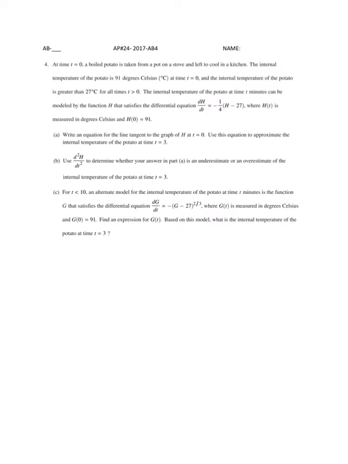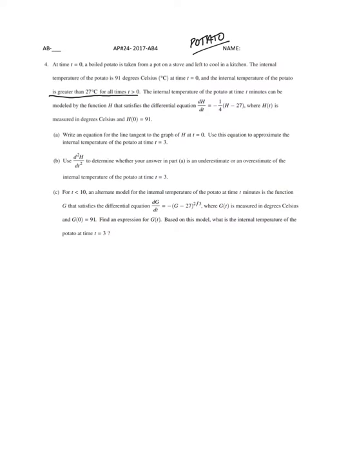Hi everyone. We're going to go over 2017 AB4, and this was nicknamed the potato problem. The potato problem says the following. At time t equals 0, a boiled potato is taken from the pot on a stove and left to cool in the kitchen. The internal temperature of the potato is 91 degrees Celsius at time 0, and the internal temperature of the potato is always greater than 27 degrees Celsius for time greater than 0.